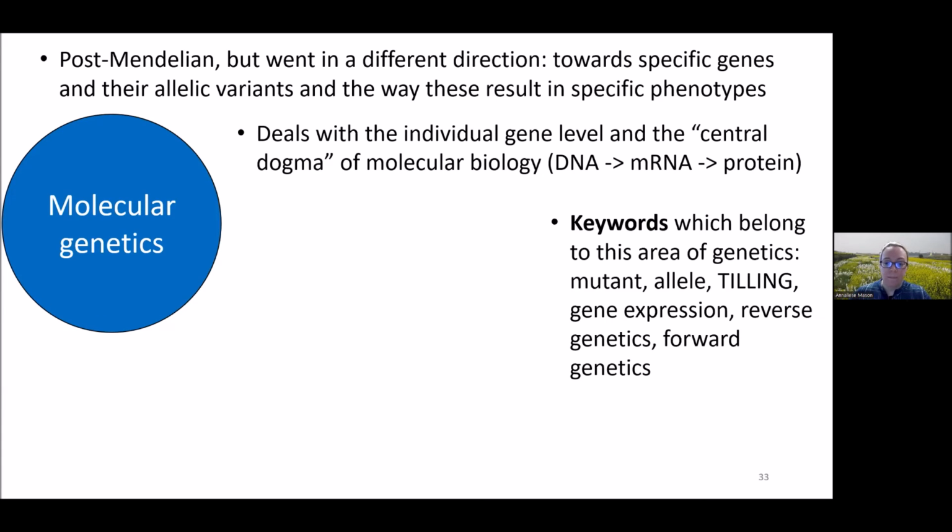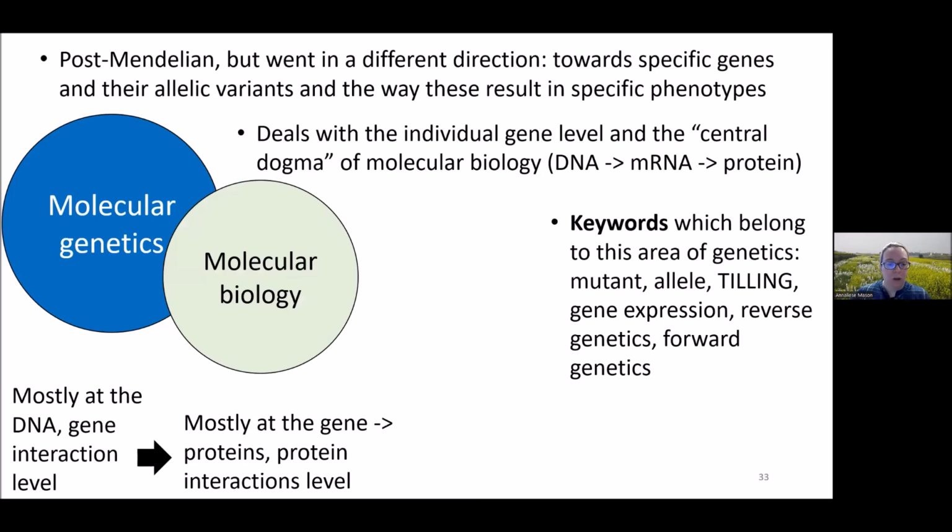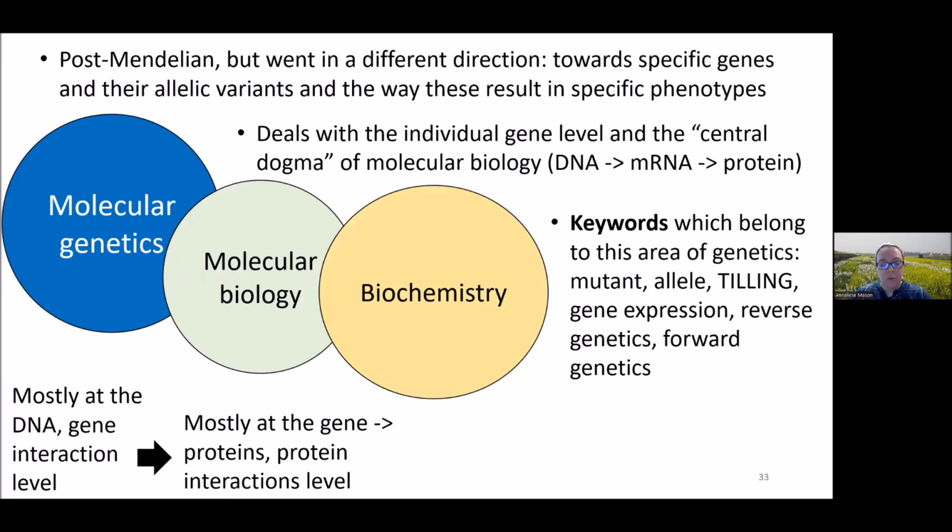So the keywords are mutant, allele, tilling, gene expression, reverse genetics, and forward genetics approaches. Molecular genetics is actually mostly at the DNA or gene interaction level. And then we also have molecular biology, which is a bit broader. I usually consider this as more looking at the gene to protein or protein interaction level. And then this also leads into biochemistry, which is further downstream, where we're mostly looking at the production of biological molecules. So this is kind of the path from the DNA through to the proteins and through to the effects on the traits, from molecular genetics through molecular biology to biochemistry.